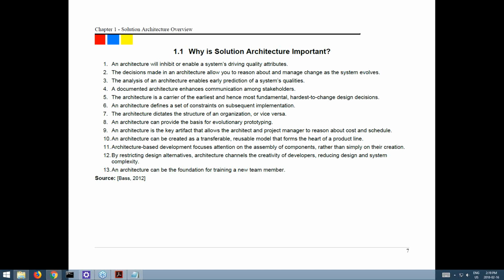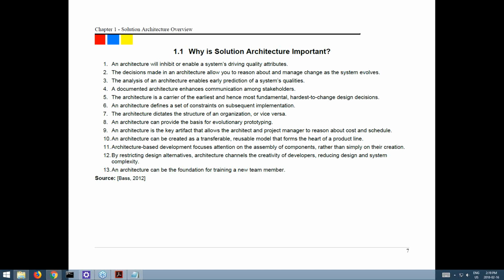Architecture could be created as a transferable, reusable model that forms the heart of a product line. Given a solution architecture or an application architecture, you may find that you have large elements of reusability in that architecture. If you're implementing your payment processing solution, you may find that it bears a lot of similarity with your internal cost accounting solution, and you may be able to reuse some parts of the architecture.